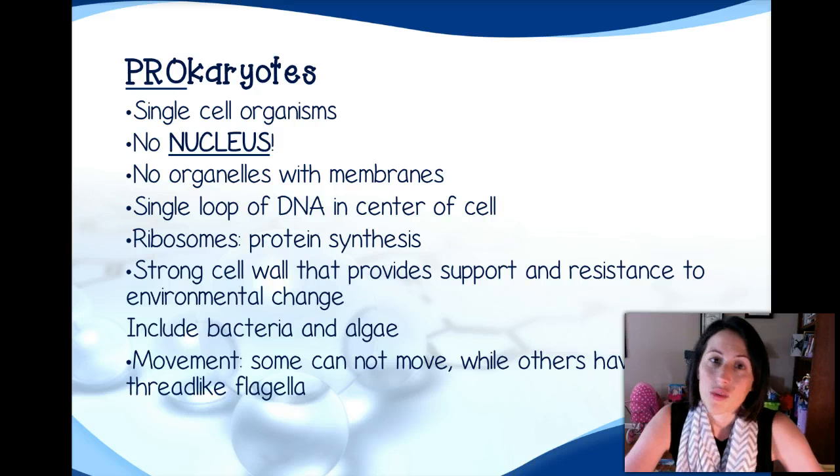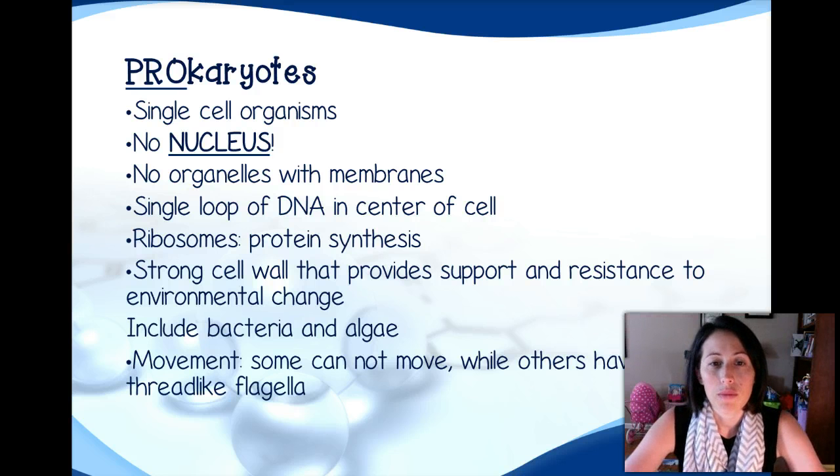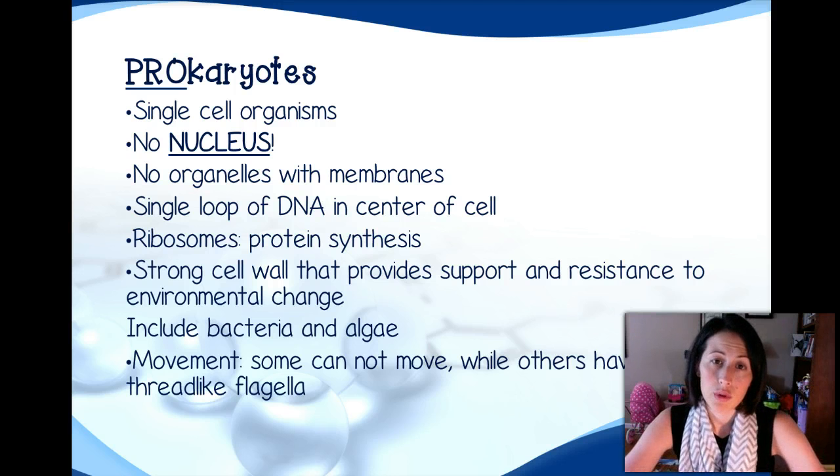They don't have any other organelles that have their own membranes, and we'll talk more specifically about organelles in a different video. But just so you know, prokaryotes don't have a lot of organelles. The only organelle that they really have inside the cell is ribosomes. And ribosomes are important for the production of protein. And as we learned this year, proteins are important players in almost every function that happens in the cell. So they do have the ability to make their own proteins.